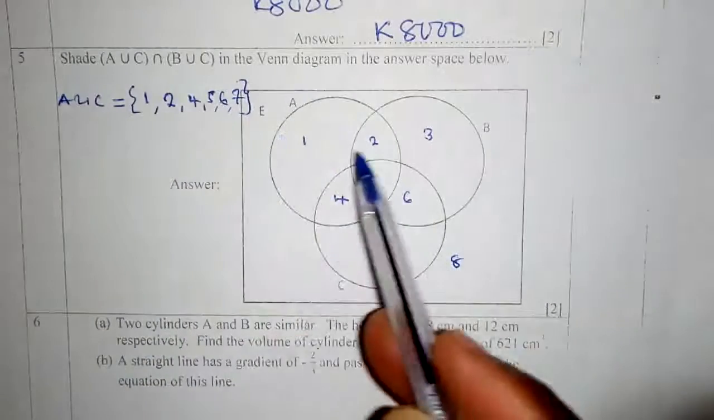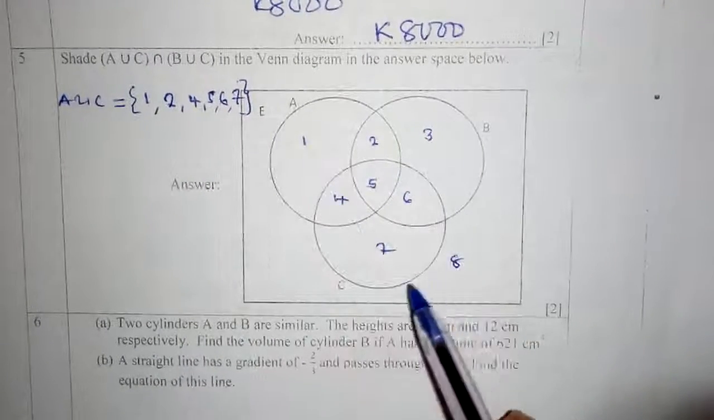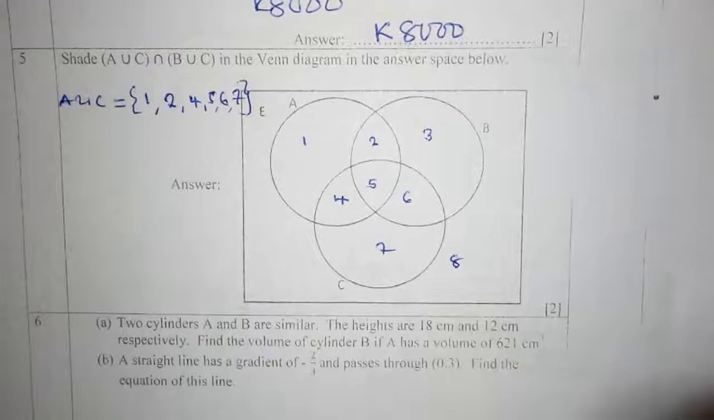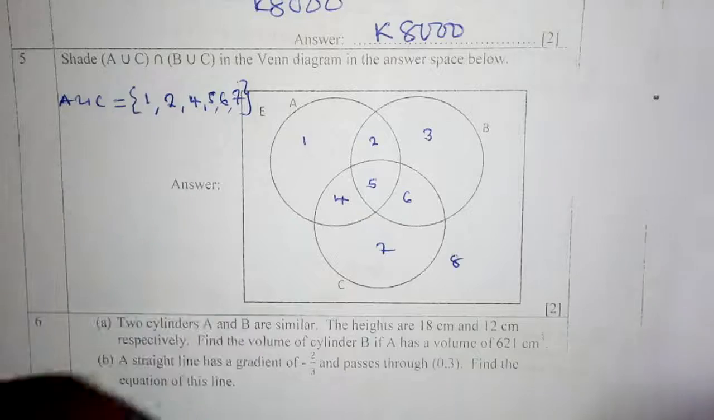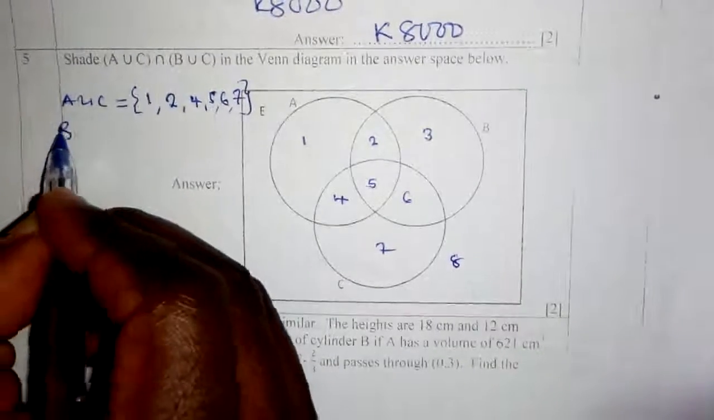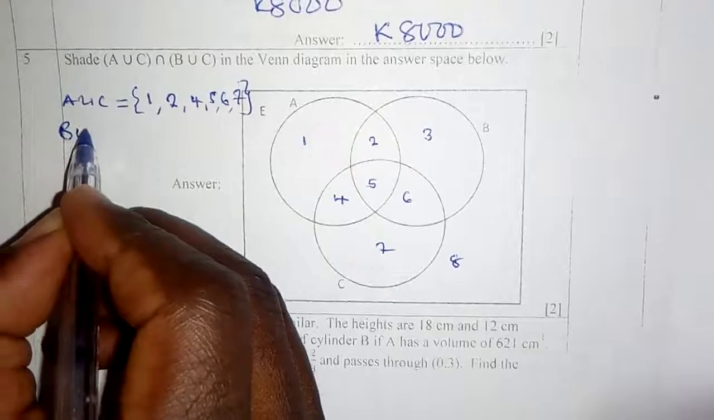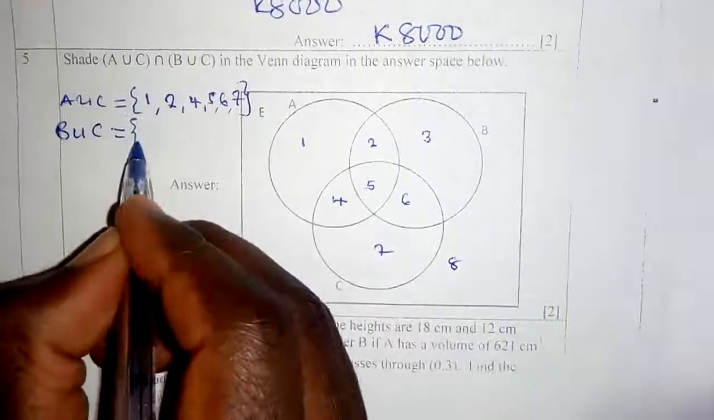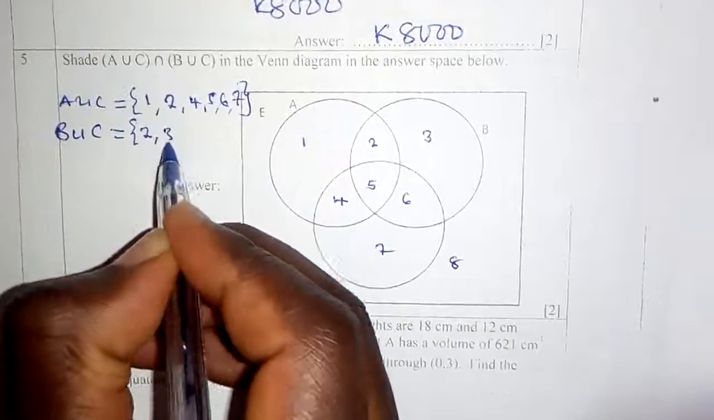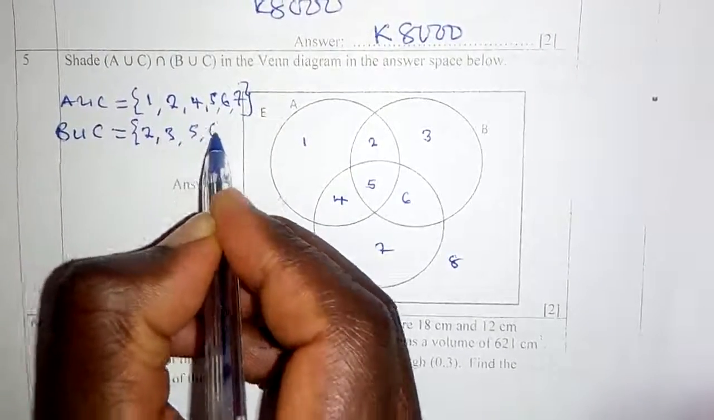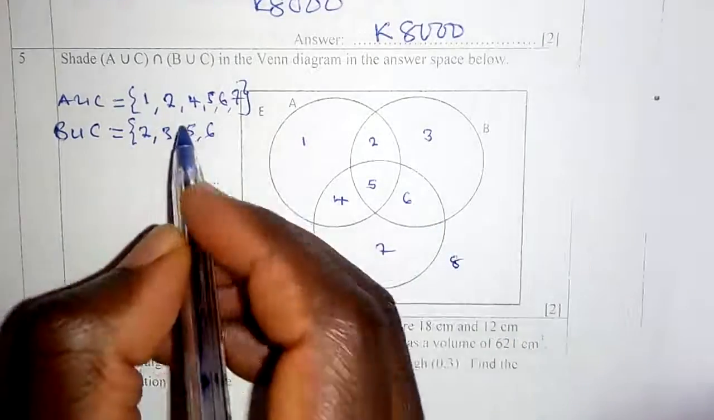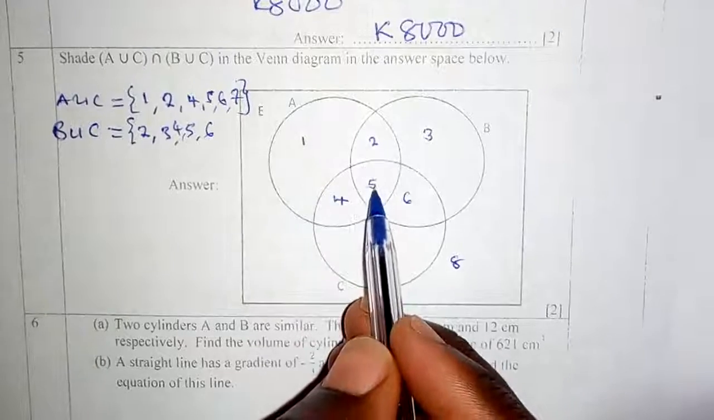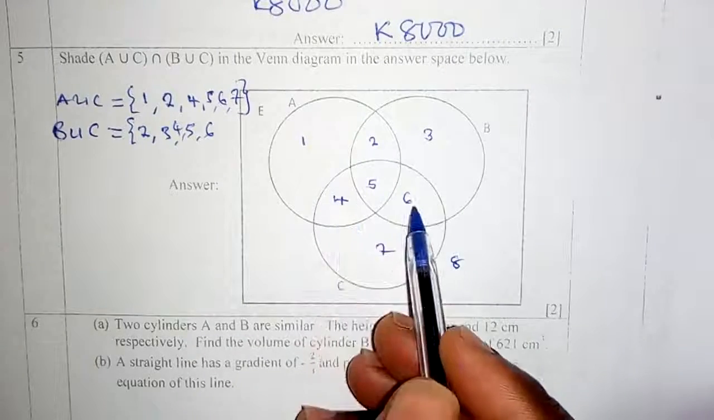So everything that is in A and that which is in C, you put them together, it will look like this. Then you say B for this one, union C. So B is over here, C is here. So B union C will be 2, 3, 5, 6. Okay, we've skipped 4, 4 here. So 2, 3, 4, 5, 6, and 7.